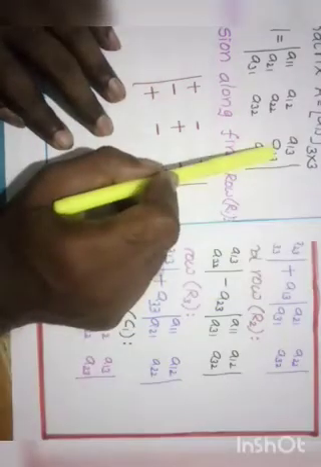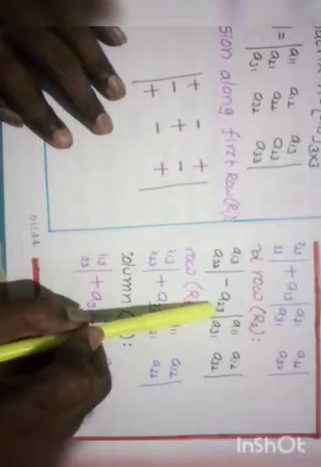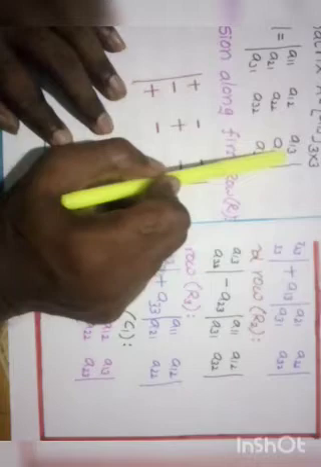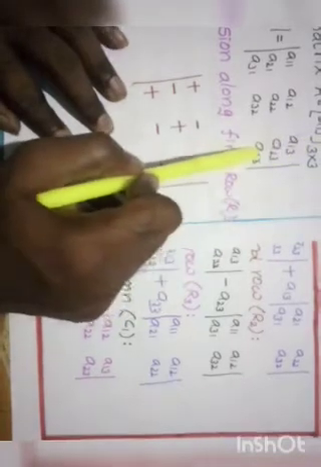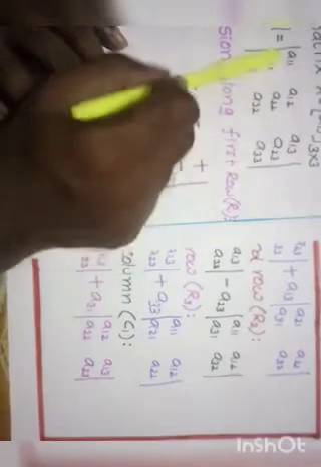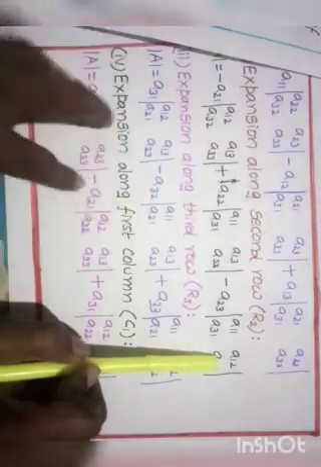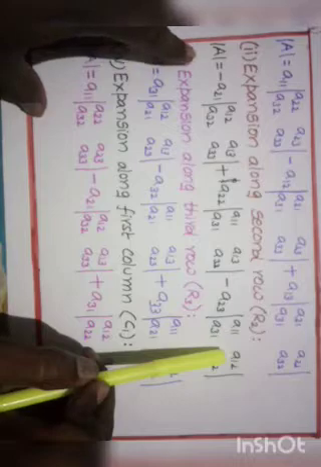And what is the last element in the second row? A23. We write A23. Now what is the step to be taken here? We have to close this row and column, because this element lies in the second row, third column. By closing them, we get A11, A12, A31, A32. We write its determinant. Okay, my children, understood these three terms. By simplifying these three terms, we get the determinant of the matrix A.